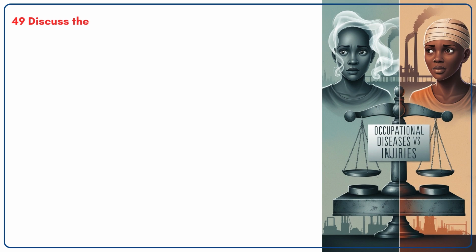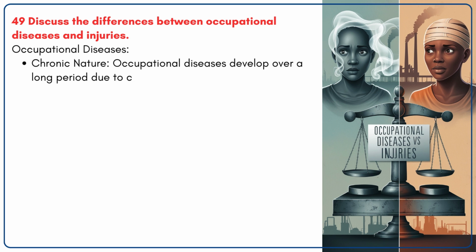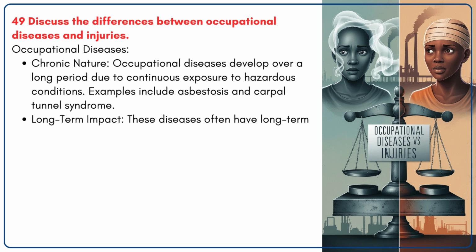49. Discuss the differences between occupational diseases and injuries. Occupational diseases. Chronic nature. Occupational diseases develop over a long period due to continuous exposure to hazardous conditions. Examples include asbestosis and carpal tunnel syndrome. Long-term impact. These diseases often have long-term health effects and may not show symptoms immediately.